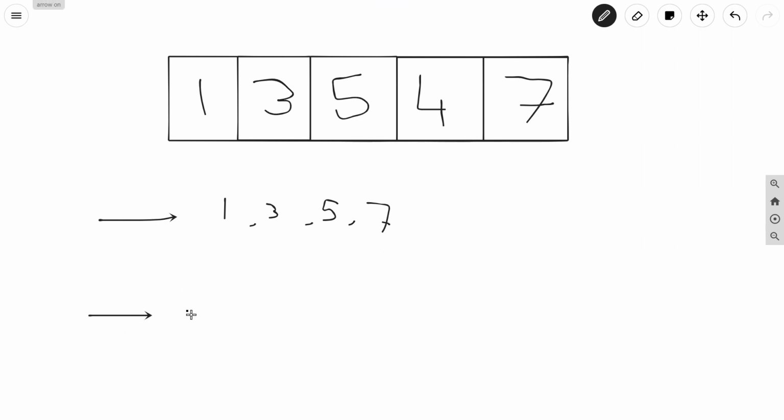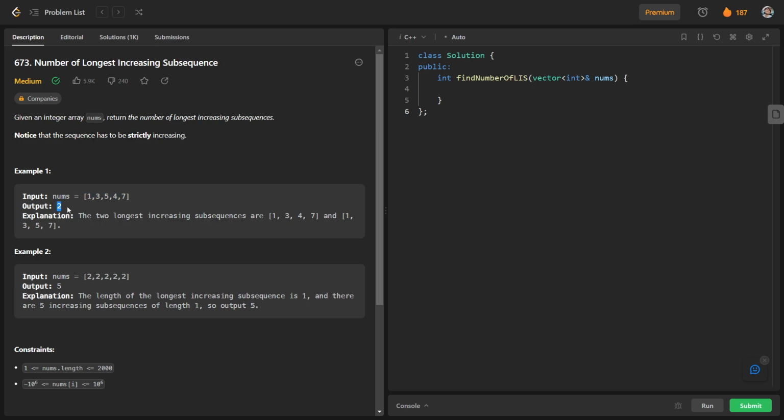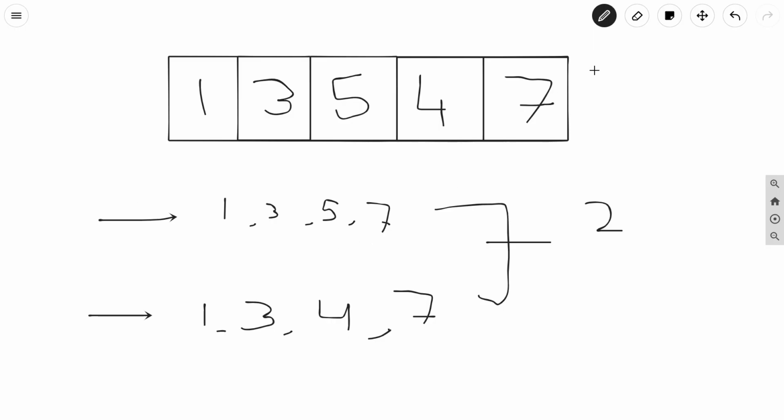We can also have this answer: 1, 3, 4 and 7. So this can also be our answer. For this array we can have only two longest increasing subsequences. So we are going to return 2 in this case. Let us see what the answer is. Yeah, you can see that the answer is 2. So let us think about how we can solve this question.